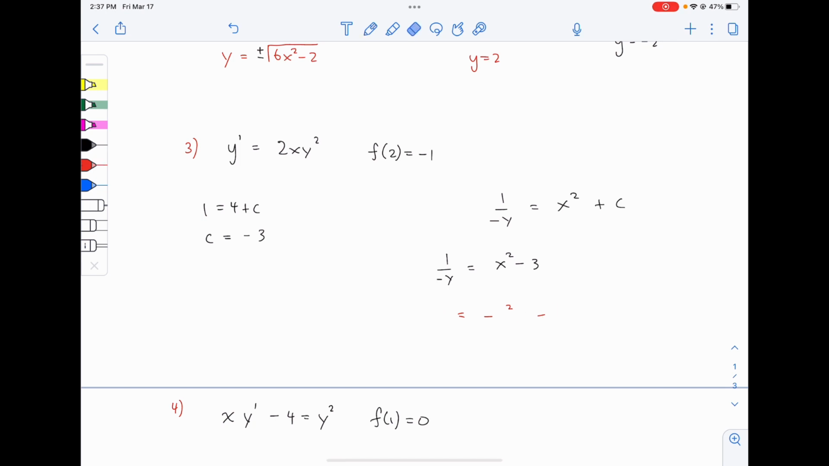Actually, just to make it a little bit less confusing, 1 is equal to x squared minus 3 times negative y. There. Divide both sides by x squared minus 3. So 1 over x squared minus 3 is equal to negative y. And finally, just multiply both sides by negative 1. So your final answer is negative 1 over x squared minus 3 is equal to y, or if you want to write it, f of x.